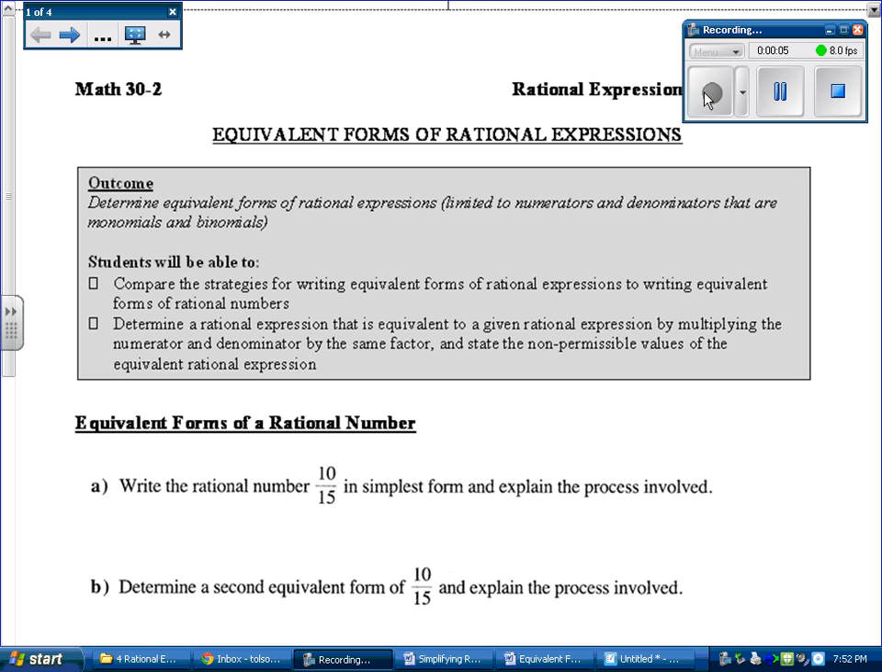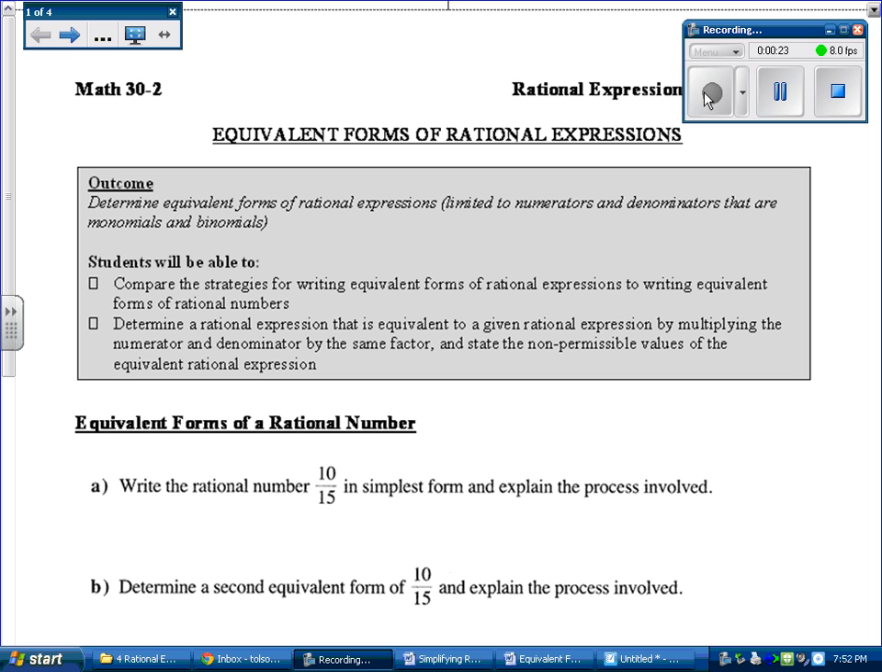We're carrying on from yesterday when we started talking about rational expressions and we looked at non-permissible values. Today we're going to look at equivalent forms of rational expressions. So again, determine equivalent forms of rational expressions, and we're going to limit this to numerators and denominators that are monomials and binomials. That makes it a lot easier.